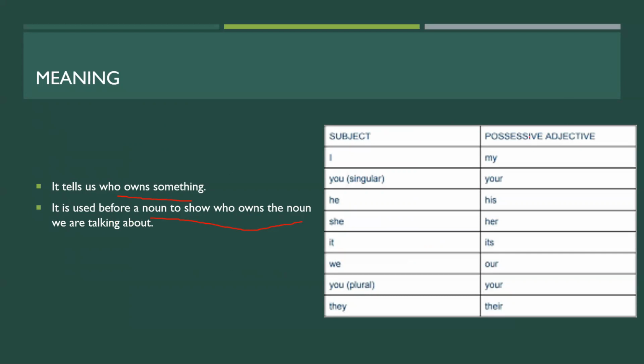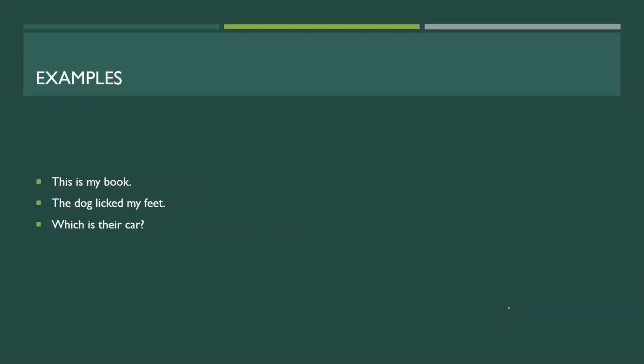So these are the possessive adjectives: my, your, his, her, its, our, your, and their. These are examples. This is my book, so my is possessive. The dog licked my feet. Which is their car. So my and their are possessive.